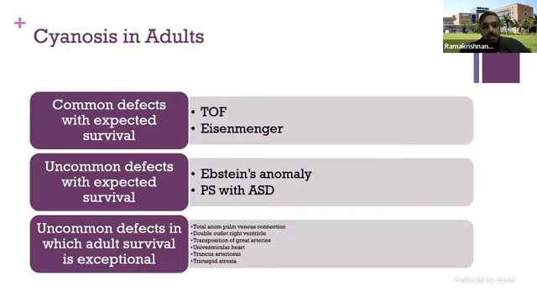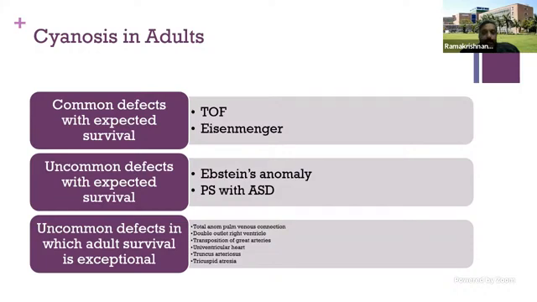So another way of looking at cyanosis in adults that you are commonly encountering is to divide it into types. Common defects with expected survival are going to be TOF and Eisenmenger syndrome, whereas uncommon defects with expected survival are going to be Epstein's anomaly and PS with ASD. Most often than not, PS with ASD presents at that age only. TOF, we know, can present at any age, literally.